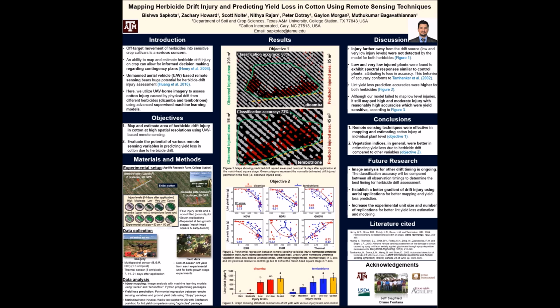We had two conclusions from this study. First, yes, remote sensing technique can be effectively used for mapping and estimating herbicide drift caused cotton injury in the field. Second, vegetation indices are better than other remote sensing variables in predicting yield loss due to herbicide drift injury.